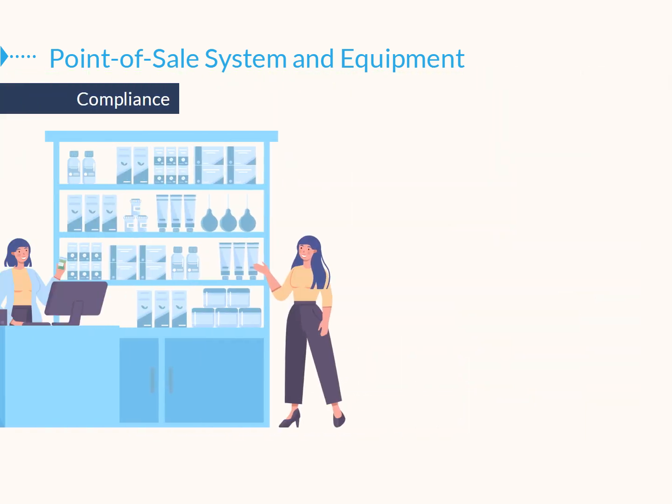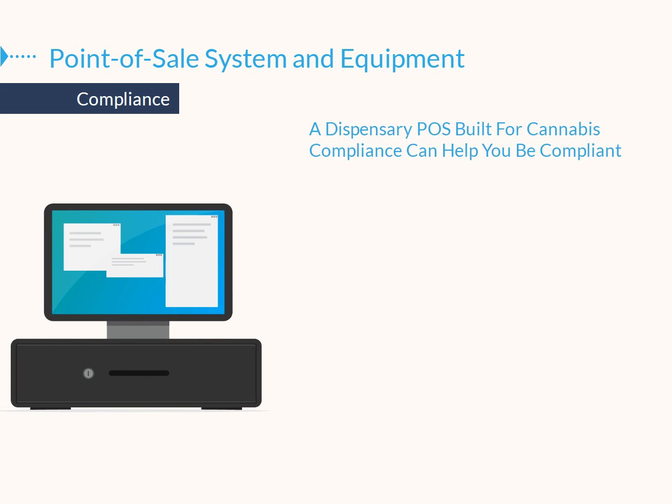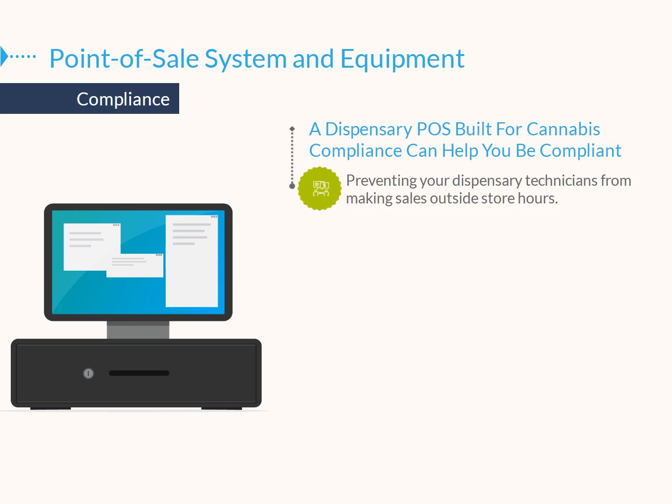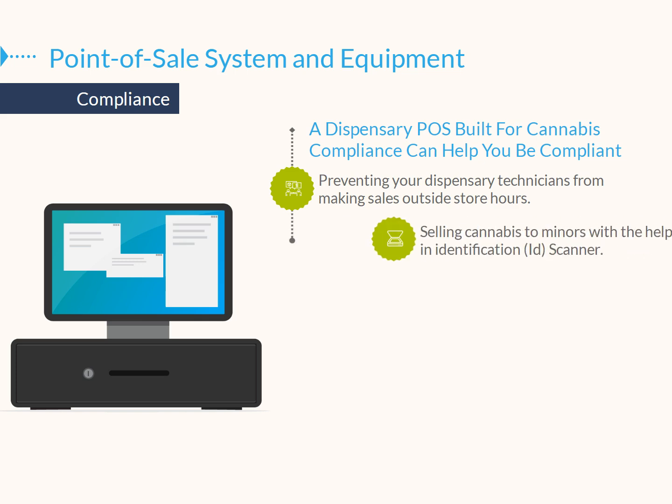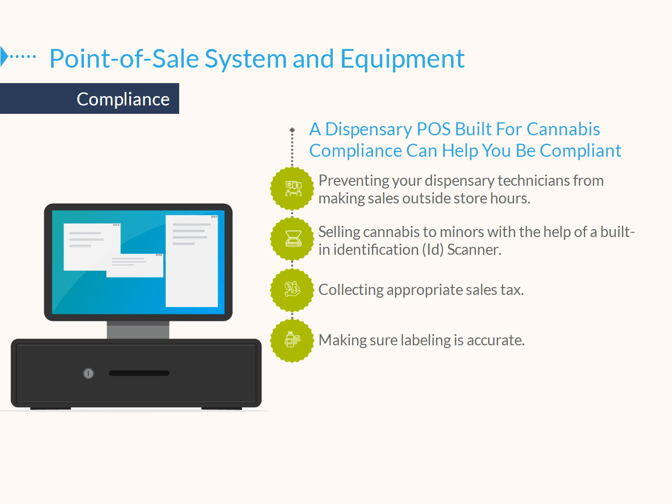Compliance. The number one concern for dispensaries is ensuring they always stay 100% compliant with federal and local regulations. A dispensary POS built for cannabis compliance can help you accomplish this by preventing your dispensary technicians from making sales outside store hours and selling cannabis to minors with the help of a built-in identification, or ID, scanner, collecting appropriate sales tax, making sure labeling is accurate, managing product recalls, and submitting your compliance reports according to requirements.